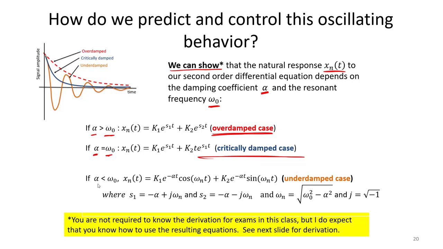And finally, if our damping coefficient is less than the resonant frequency, that means the damping coefficient is not strong enough to prevent oscillation. We end up with the underdamped case, and our behavior is quite a bit more complex for our natural response. We have the square root of -1 involved in our solution and some imaginary terms. These terms are needed in order to produce that underdamped oscillating curve.